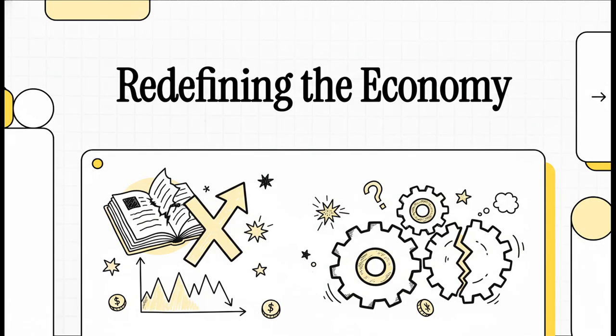For decades, we've used one single number to tell the story of a country's entire economy, GDP. But what if we decided to just tear out a massive chapter of that story? Today, we're diving into a really radical proposal to redefine our economy, basically by pretending a huge part of it just doesn't exist. Let's get into it.